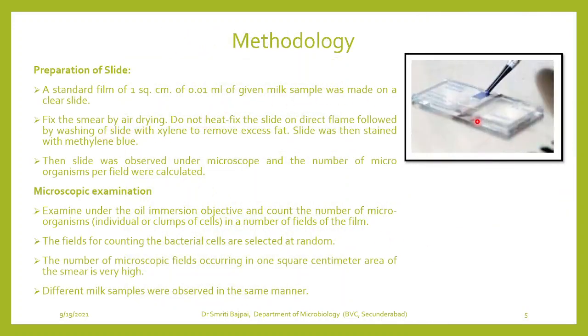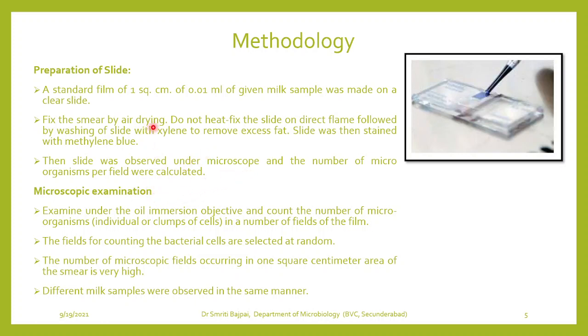Firstly, we will prepare the slide. With the given milk sample, we will take 0.01 ml of the sample, and that will be spread over an area of 1 square centimeter. We will place this with the help of a micropipette on the hemocytometer, and then we will fix the slide. We are using the hemocytometer because on that we can check the field and we can count the number also.